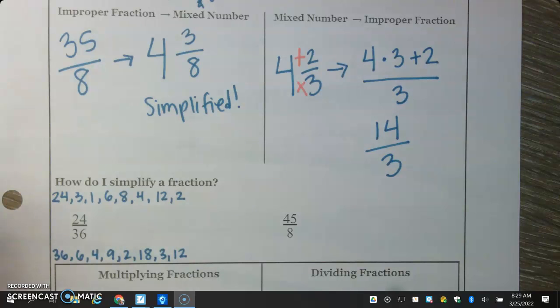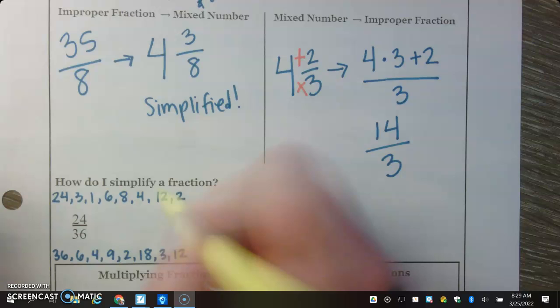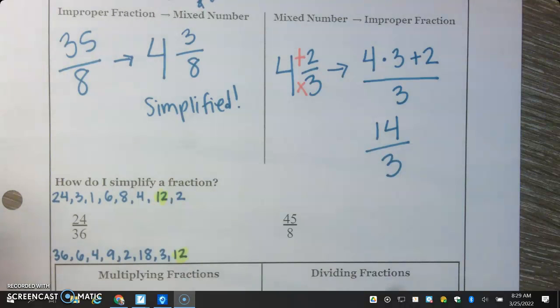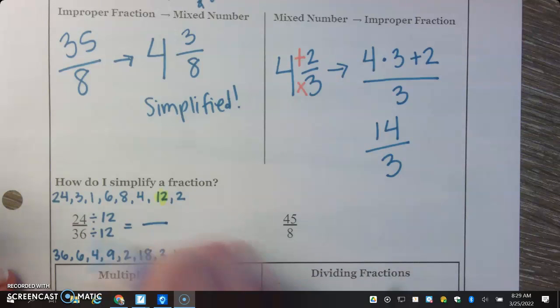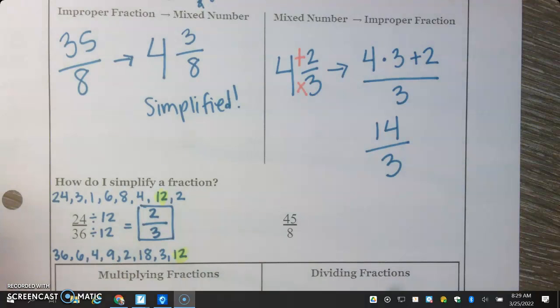What is their greatest common factor that I could divide them both by? You could divide them both by 2 because they're both even, and you could keep dividing by 2. It just would take a little longer. This is like a one-stop shop. So the greatest common factor they have is 12. So I'm going to divide both top and bottom by 12. 24 divided by 12 is 2. 36 divided by 12 is 3. So that simplified fraction is 2/3. And isn't 2/3 easier to use than 24/36?